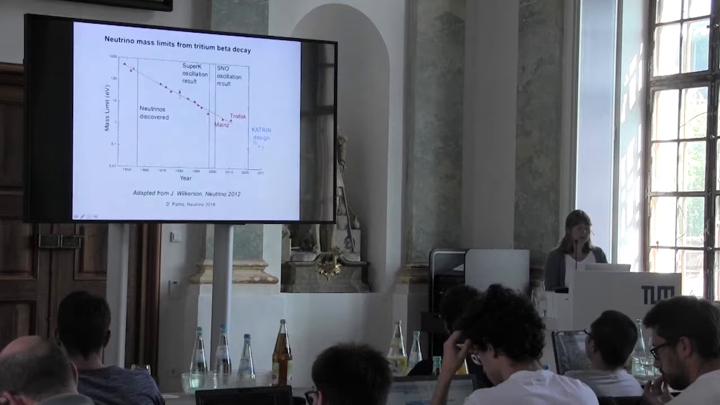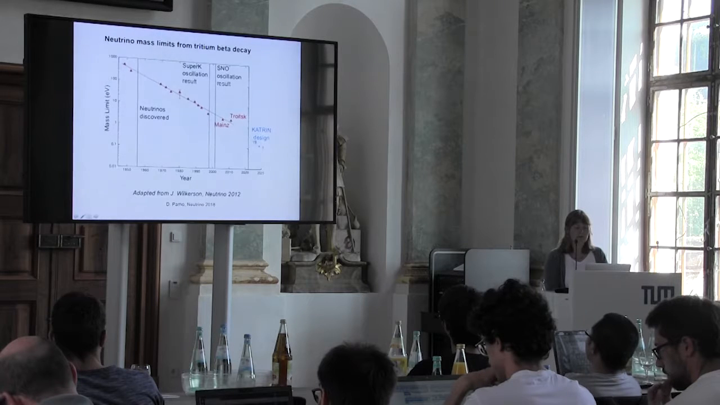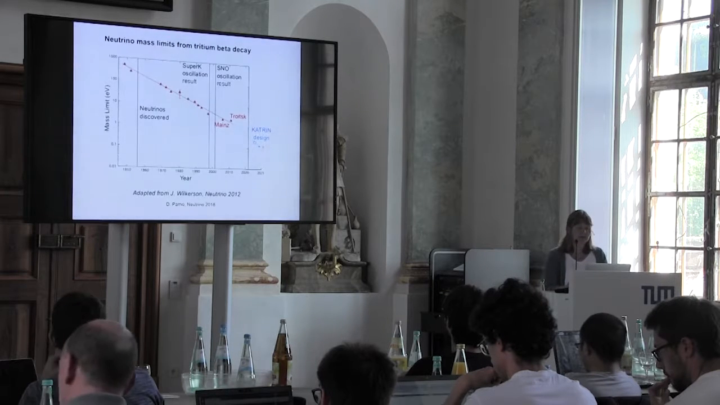So here's the plot of mass limit as a function of time. These are the current Mainz and Troitsk experiments, and this is the projection for KATRIN. The aim is to get to be sensitive down to approximately 0.2 eV.